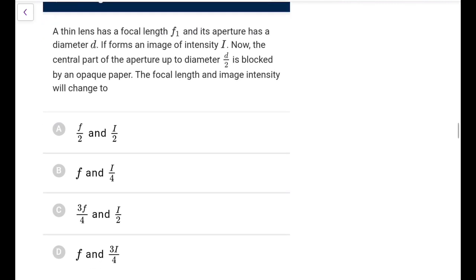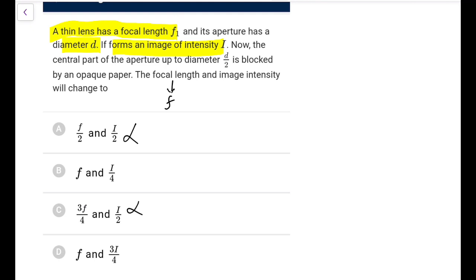Next. A thin lens has a focal length f1 and its aperture has a diameter d. It forms an image of intensity I. Now the central part of the aperture up to the diameter d by 2 is blocked by an opaque paper. So if part of the lens is blocked, it doesn't affect the focal length. You all remember every small part of the lens is capable of forming the complete image. So focal length will remain f.